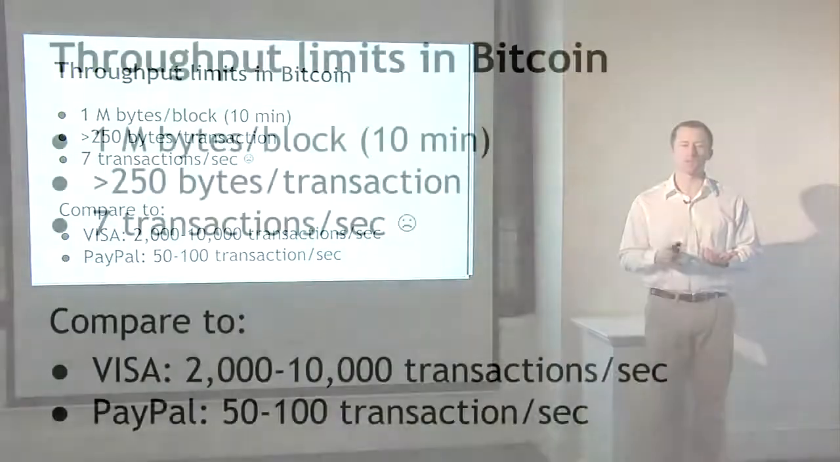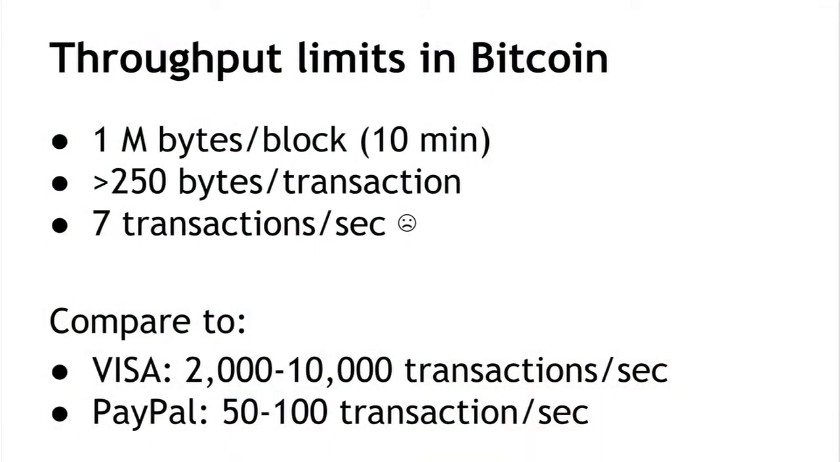And other payment card networks are similarly big. You can also look at PayPal, which is not as big or as old as Visa, but even PayPal can handle 100 transactions per second at peak times, so an order of magnitude more than Bitcoin.